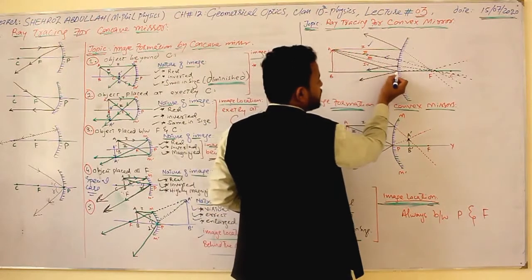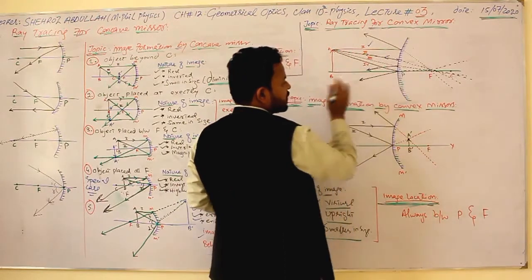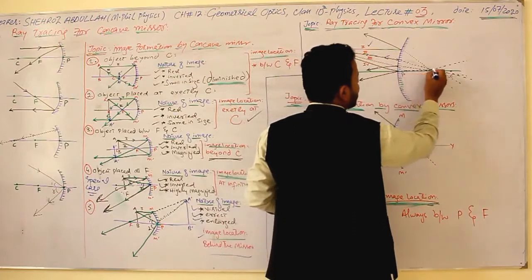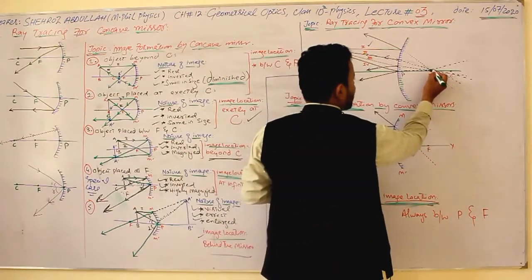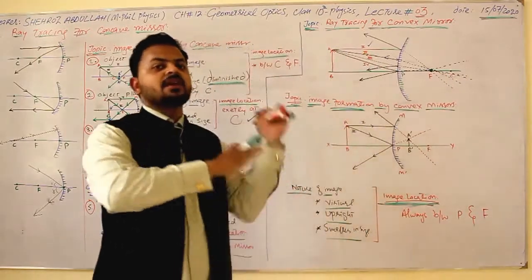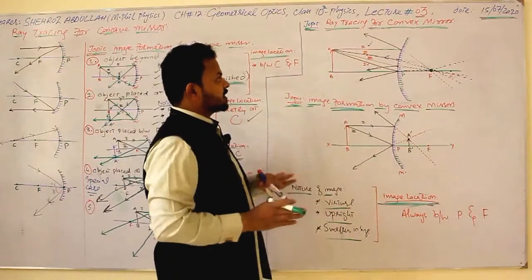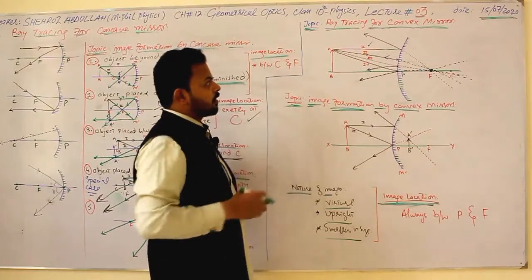Similarly, the fourth ray comes and strikes the pole. It is reflected like this. We also stretch this ray back, and we have found that they are going to meet at this point, which is called F, but it is behind the mirror. Now, this was all about ray tracing of convex mirrors.